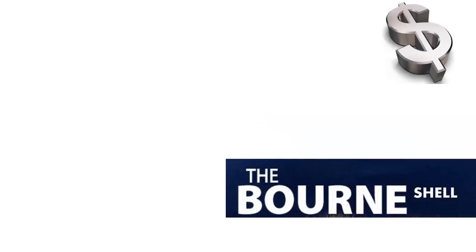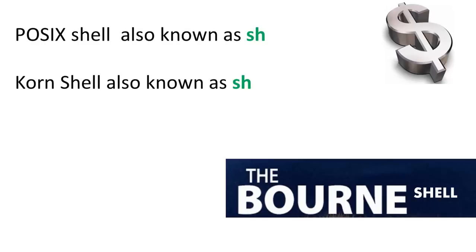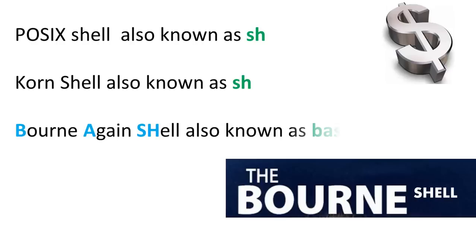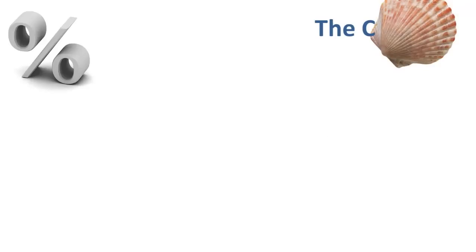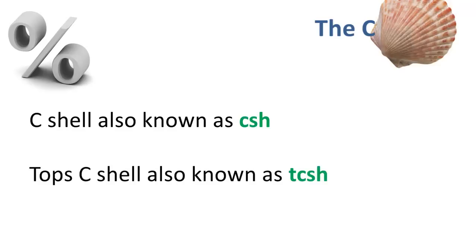The first one is the Bourne shell. The prompt for this shell is the dollar sign, and its derivatives are the POSIX shell, known as sh, the Korn shell, also known as ksh, and the Bourne Again shell, also known as bash, which is the most popular of them all. The second one is the C shell. The prompt for this shell is the percentage sign, and its subcategories are C shell, also known as csh, and TC shell, also known as tcsh.